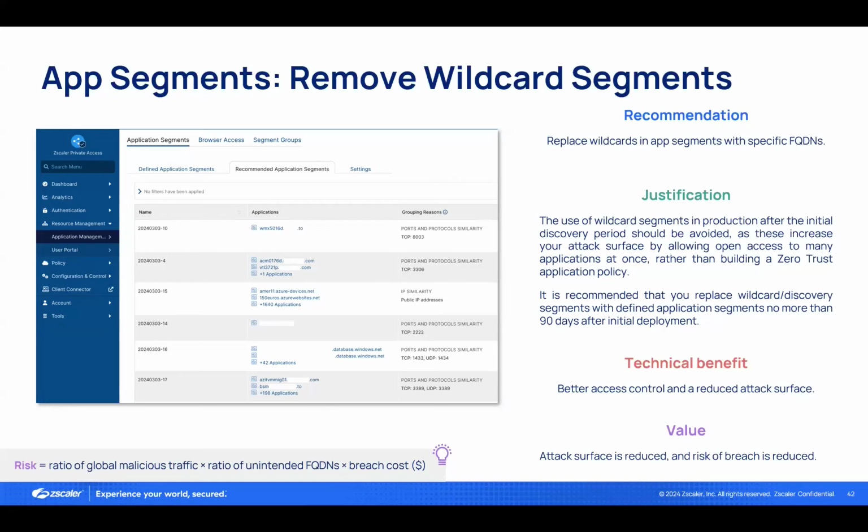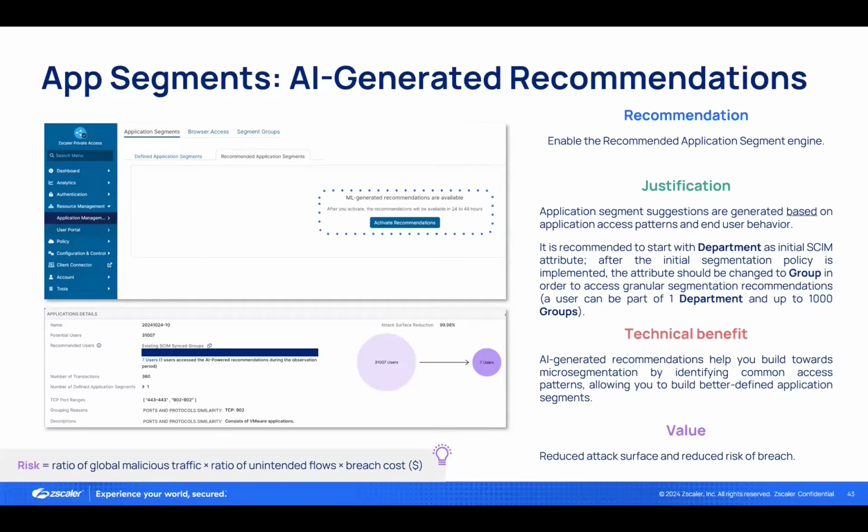to your applications. Finally, for application segments, it is heavily recommended that you use the AI-generated recommended application segment feature in order to further segment your applications. This feature will generate application segment suggestions which are based on application access patterns and end user behavior. For example, applications that are often accessed by the same users who share criteria such as group or department membership will be grouped together into suggested segments.